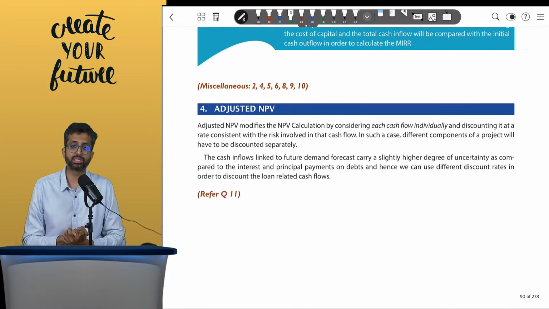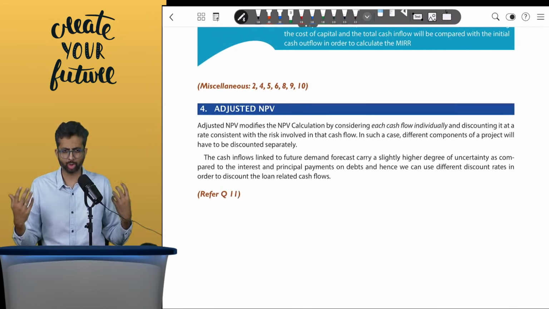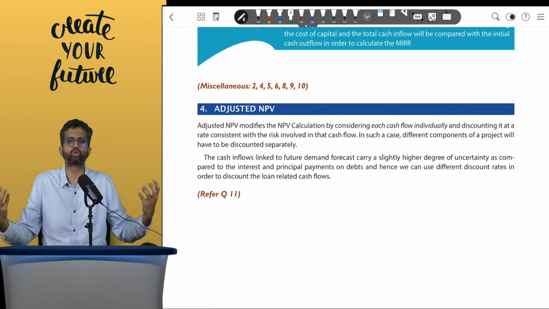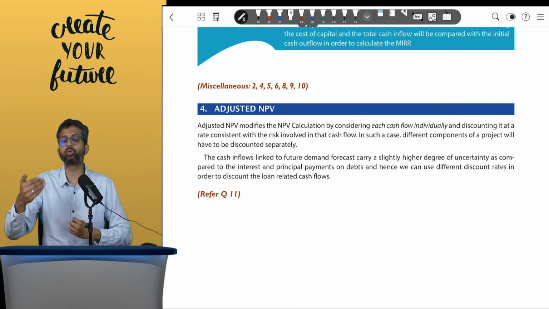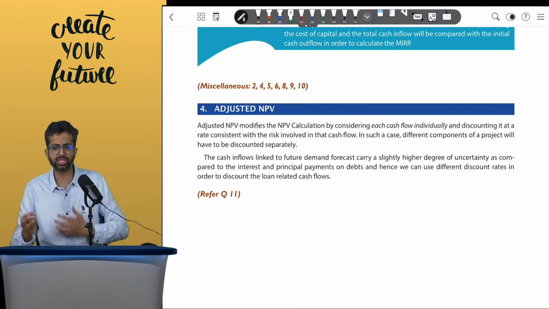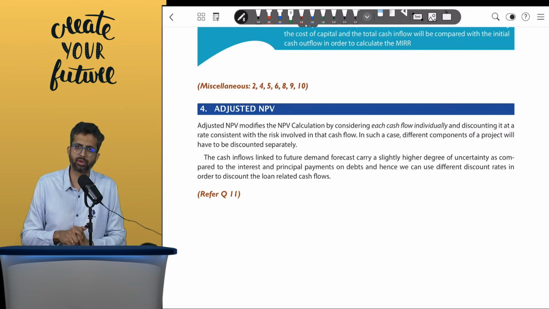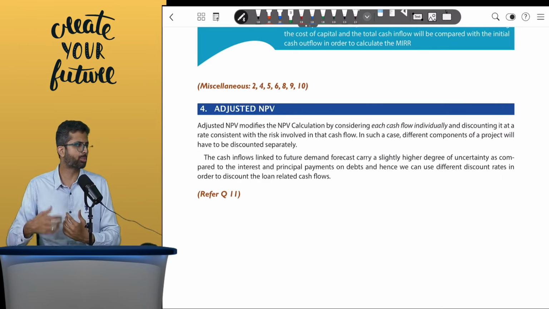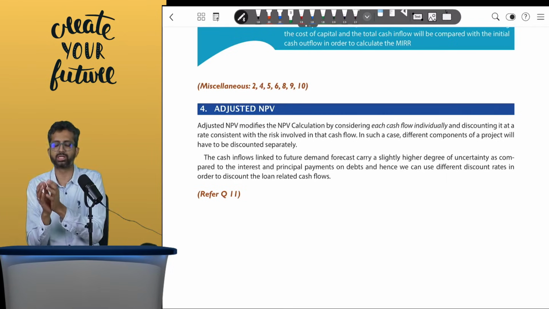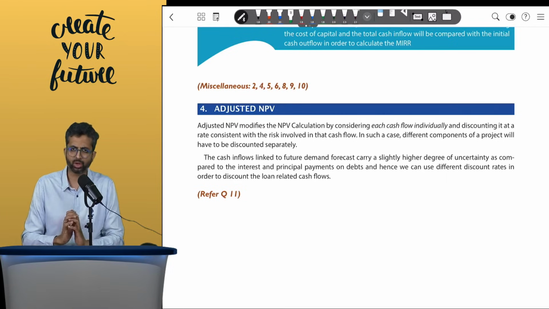And lastly over here, there's the adjusted NPV, where we believe that in a project the financing and operating things are 2 different things, and as a result the discounting rates used for the operating activities should be different from the discounting rates used for financing activities. As a result, your project evaluation will be done based on different rates for operating cash flows and different rates for financing cash flows.